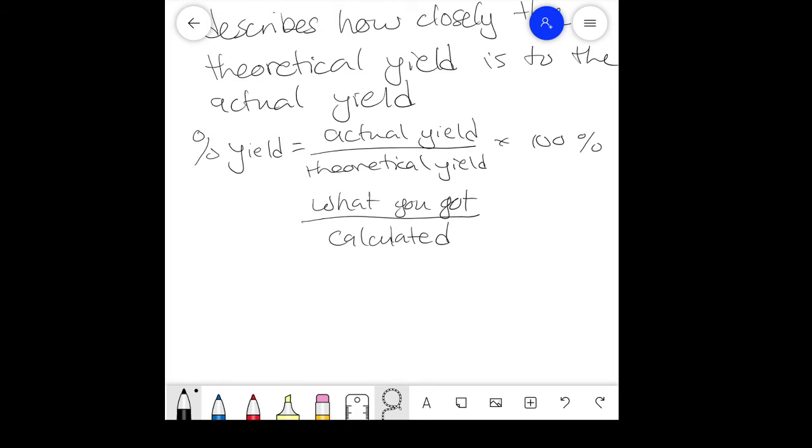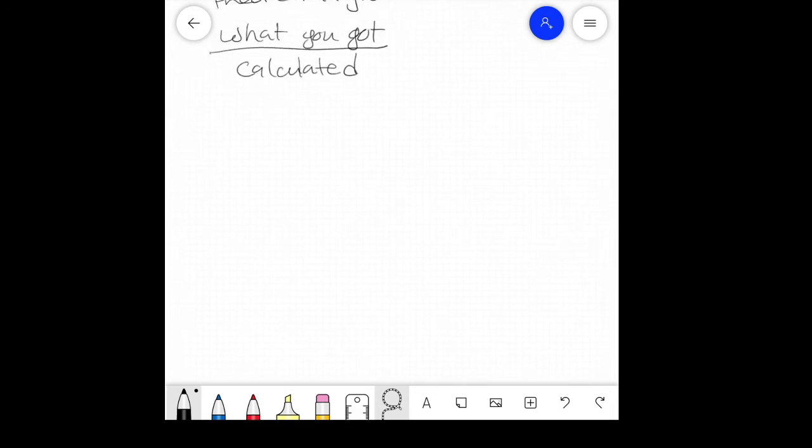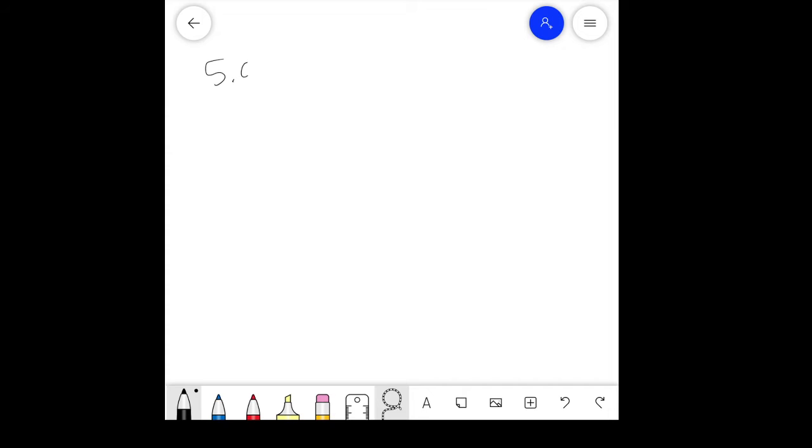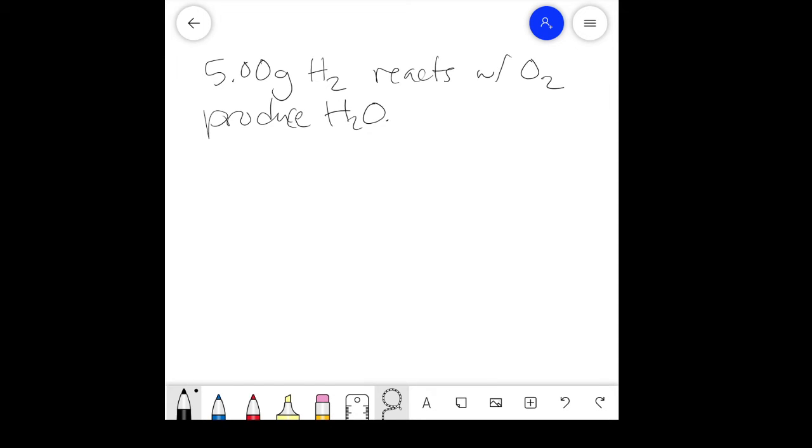So let me do one example if my computer decides to cooperate. Say you have 0.5 grams H2, and it reacts with O2 to produce water. 35.0 grams of water were produced in the lab. What is the percent yield?